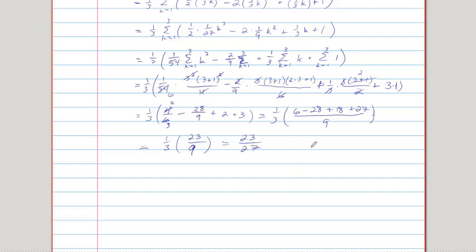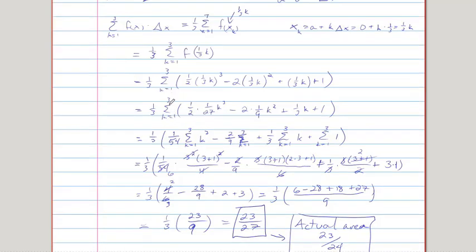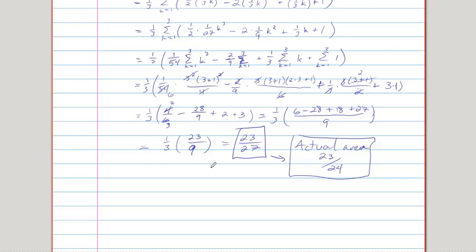Now it turns out the actual area under this curve between 0 and 1, the actual area is 23 over 24. So our answer of 23 over 27 is a pretty good estimation. A little under, but pretty good. If we added more rectangles, so instead of going from 1 to 3, then we would get a better estimation. So 23 out of 27 is pretty good for only 3 rectangles.